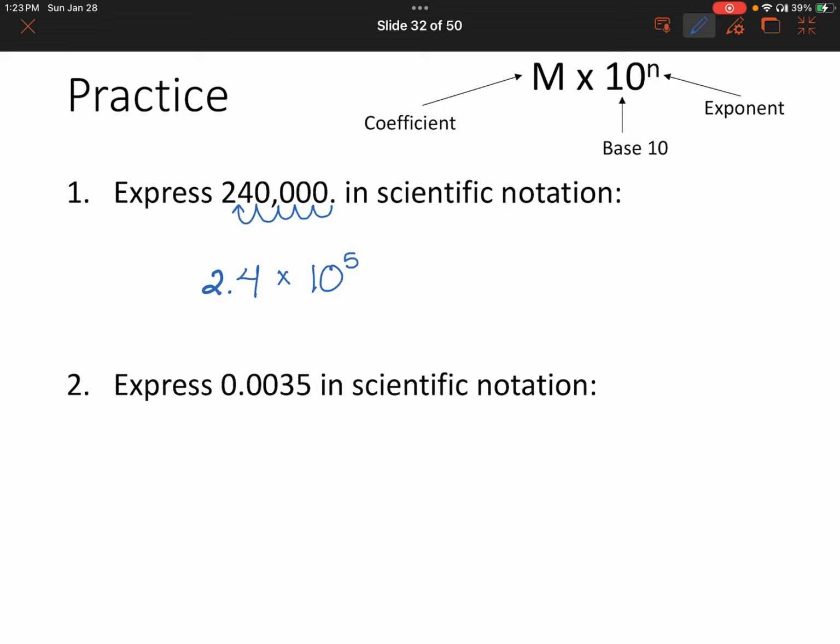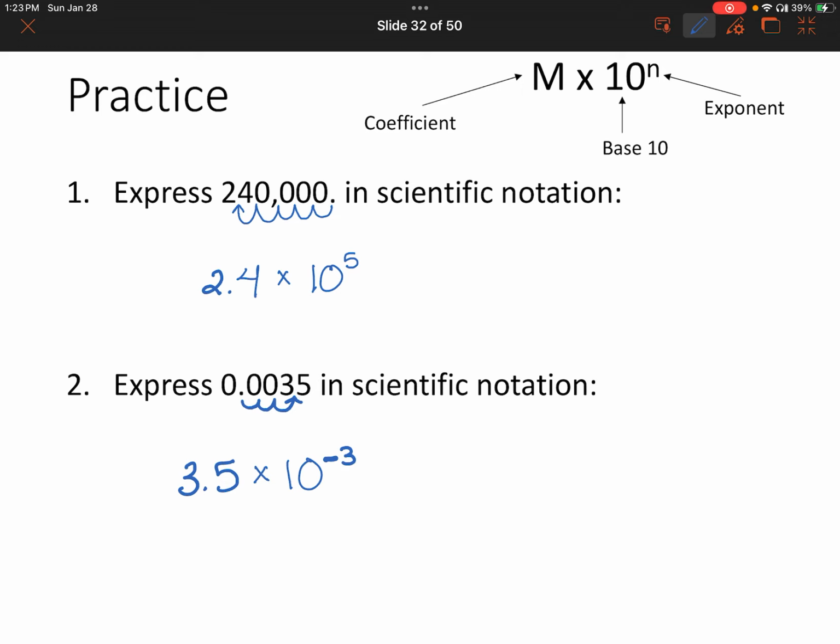Now for the second one, I have 0.0035. I'm going to move my decimal so that I have a coefficient between 1 and 10 or equal to 1. So that's 1, 2, 3. So my coefficient is 3.5. And my exponent, let's see, this is a smaller number. It's a decimal, so my exponent will be negative, and I moved that decimal 3 times. So I have negative 3 as my exponent.